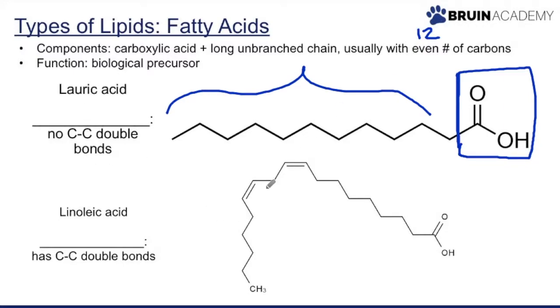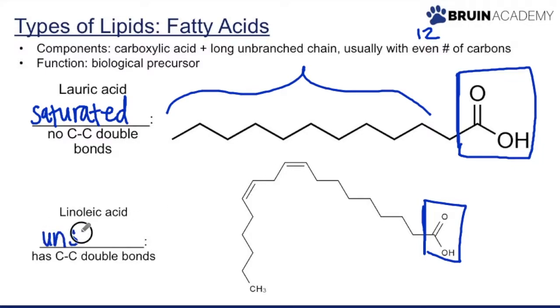And here we have linoleic acid, which again has that carboxylic acid structure as well as that hydrocarbon chain. And what you'll notice about these two types of fatty acids is that one contains double bonds and one does not. So when you have a molecule that has no carbon-carbon double bonds, it's considered saturated. And when you have something that does have double bonds, it's considered unsaturated.